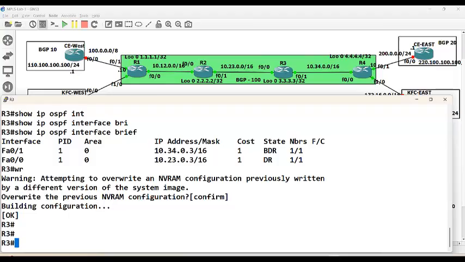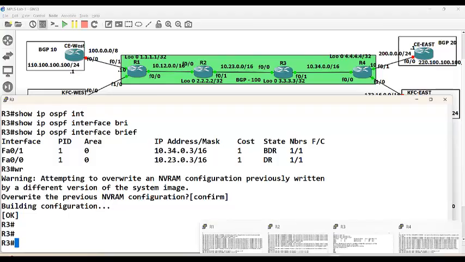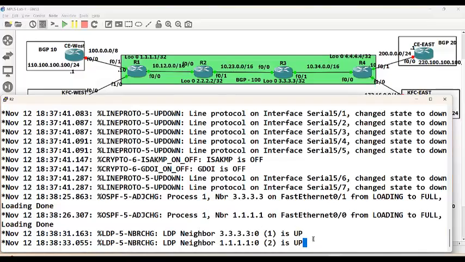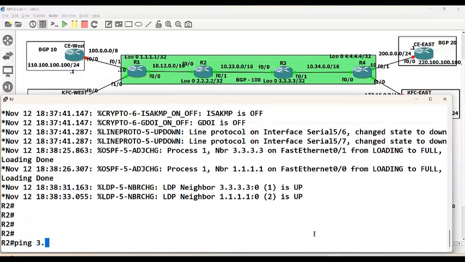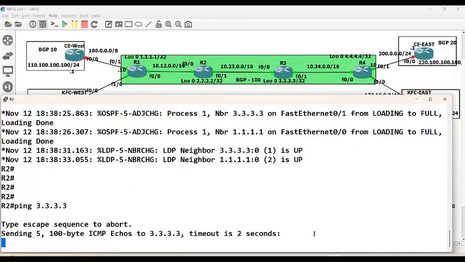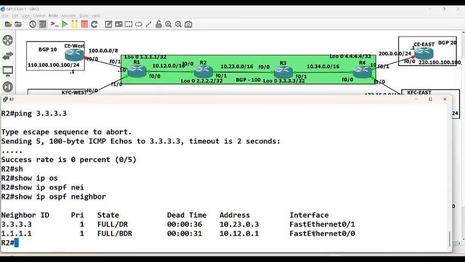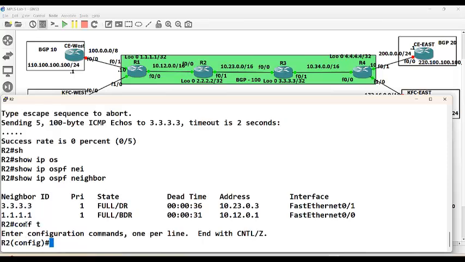As a result, when you go to router 2 and try pinging 3.3.3.3, it won't ping. It won't ping, but show ip ospf neighbor, it is still using it as a neighbor's ID. This is what I was telling. Did you understand? Yes, sir.